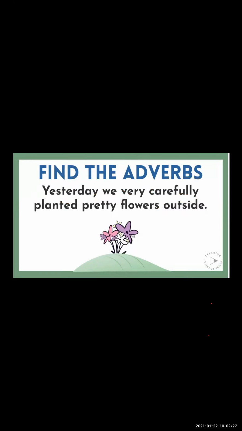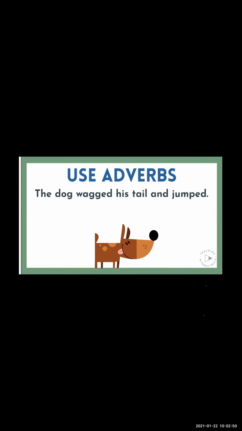Okay. So how many adverbs do we have in the sentence? Yesterday is the first, very, carefully, outside. Four adverbs are there in the sentence. Okay. Now, one more I will give to you. This is just a simple sentence: The dog wagged his tail and jumped. You have to add the adverb in the sentence and give me the full sentence, telling which adverb you are going to add in this simple sentence.